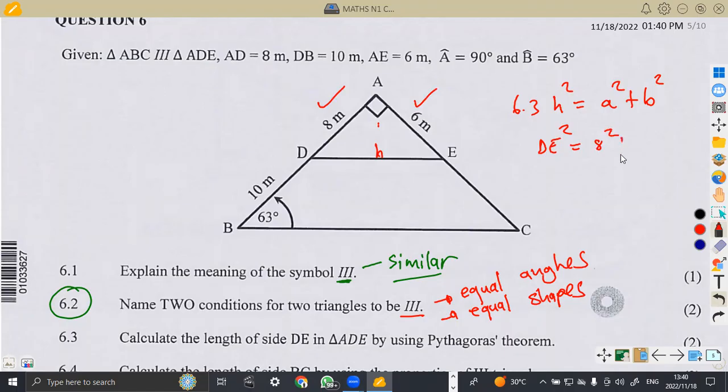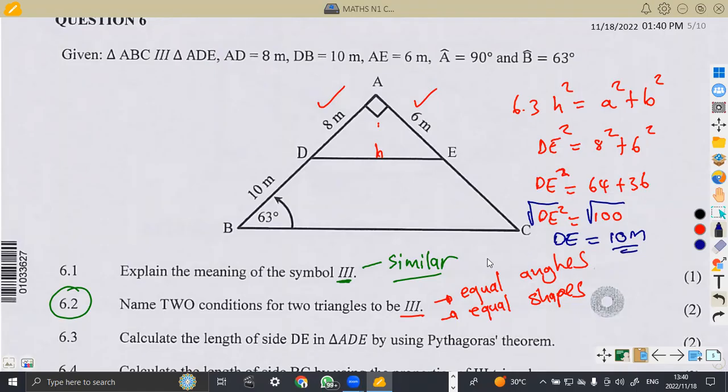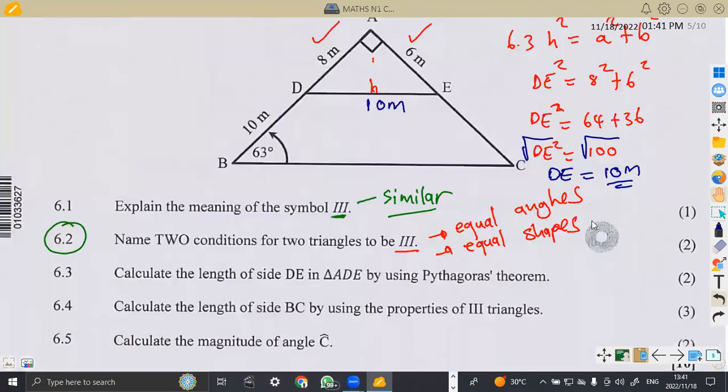So it's 8 squared plus 6 squared. DE squared is equal to 64 plus 36, which gives 100. To find DE, we introduce the square root both sides. So DE is the square root of 100, which is 10 meters. So we've got DE as 10 meters from the Pythagoras theorem. That was the application of the Pythagoras theorem to calculate DE.